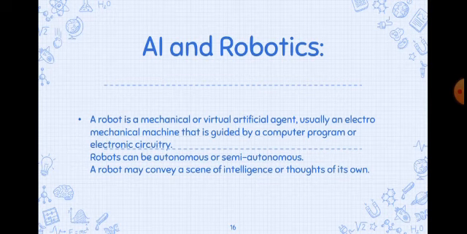Now, a robot is a mechanical or virtual artificial agent, an electromechanical machine that is guided by a computer program. A robot is just, I'd say, the same as a human, but with some specific commands given to it. A human can do anything he wants, but a robot cannot do anything it wants unless the AI or the programming is extremely advanced, similar to a human. A robot may be autonomous or semi-autonomous. A robot may convey a sense of intelligence or thoughts of its own. Yes, if the development is so advanced that it is just copying the human, then the robot may also try to express its own thoughts.